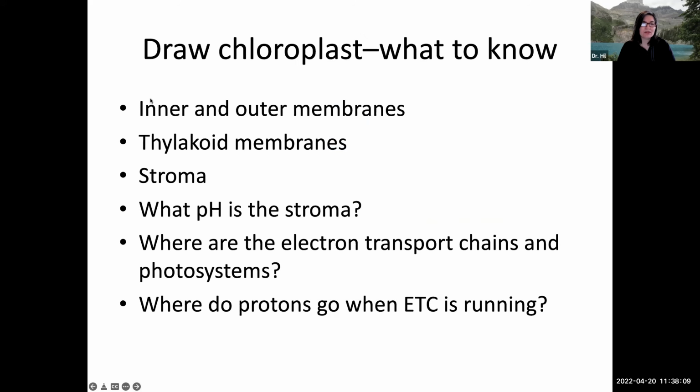So you want to be able to visualize a chloroplast that has these 2 membranes wrapped around these stacked thylakoid membranes, and the stroma, which is exterior to the thylakoid, and then the interior of the thylakoid. Now, what pH is the stroma? Bearing in mind that this is where a lot of other important biochemical reactions happen, such as the Calvin cycle.